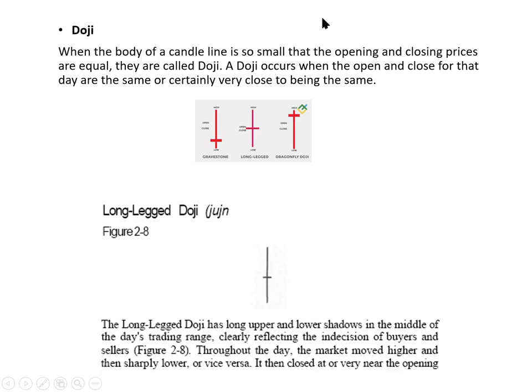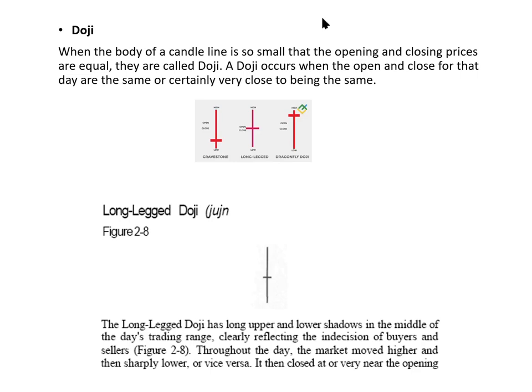Then this is the doji. This is also a very important candlestick. When the body of the candle line is so small, we are not talking about the shadows, the body of the candle line is so small that the opening and closing prices are equal. They are called doji. A doji occurs when the open and close for that day are the same or certainly very close to being the same. You can see there are three types of dojis shown in this figure: gravestone, long leg and dragonfly doji.